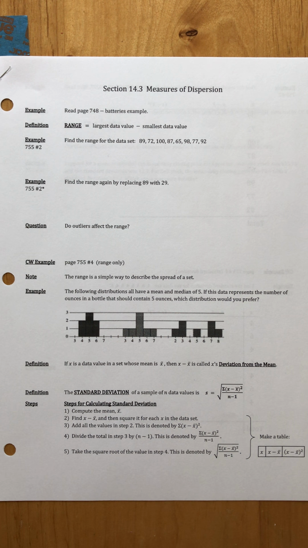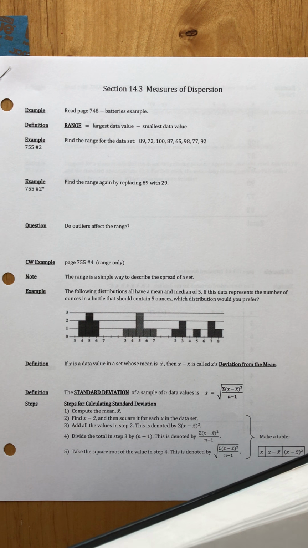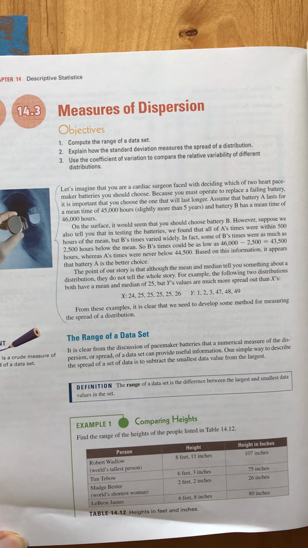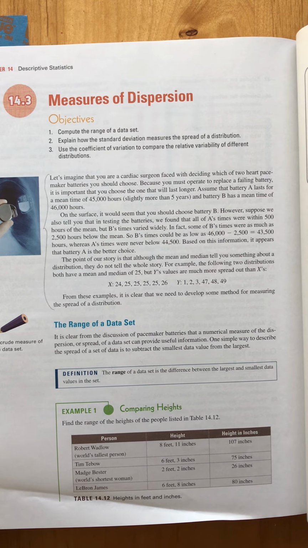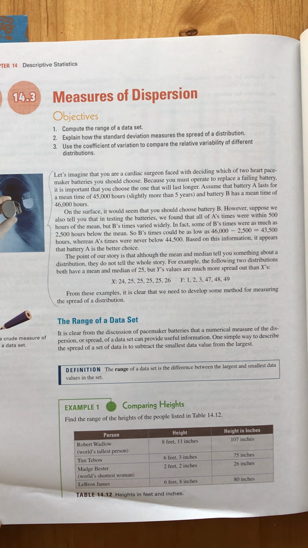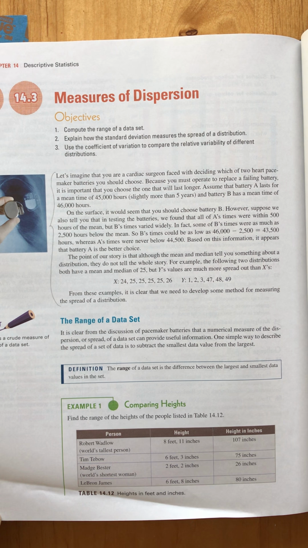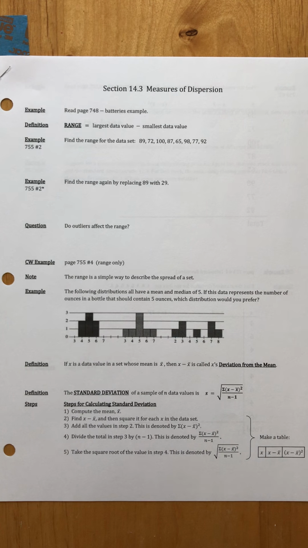This is section 14.3 on measures of dispersion, page 1. And the first thing we're going to do is read an example out of the textbook on batteries. Just in case you don't have your textbook, I'm going to put it up here so that you can see it. I want you to pause the video and read this part, and then we'll discuss it. Okay? All right, so we're back.